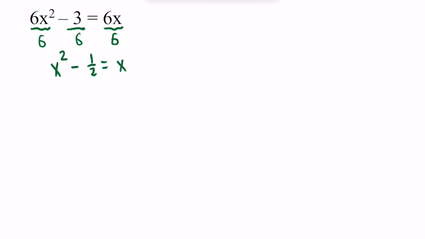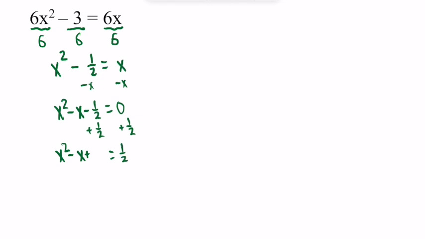Now, to use the completing the square method, we need to have all the variables on one side and all the constant terms on the other side. So here, to move the x over, I'll subtract x from both sides, giving us x squared minus x minus 1/2 equals 0, and then we'll add 1/2 to both sides, leaving us with x squared minus x plus a blank space equals 1/2 plus a blank space.